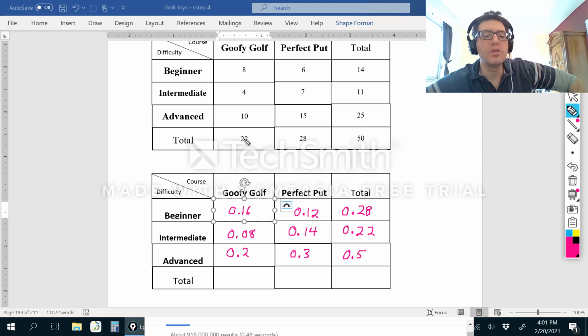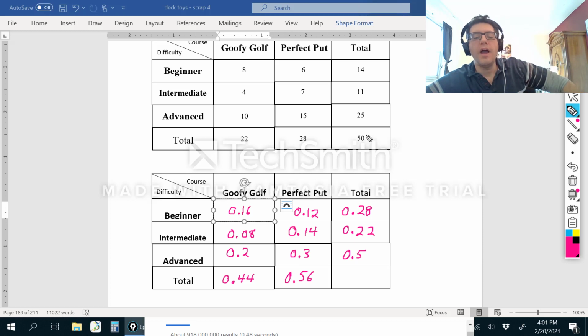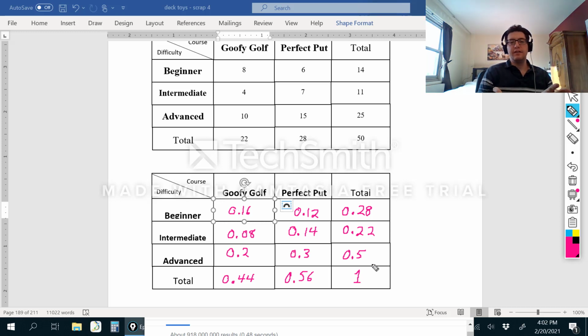All right, so 22 divided by 50, that's going to give us 0.44. 28 divided by 50 would be 0.56. And 50 divided by 50 would just be 1. So in a relative frequency table, the grand total over here is always going to be 1. Okay, which makes sense because 1 as a percent is 100%.